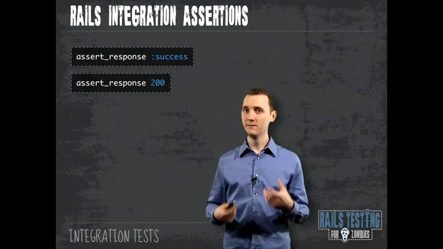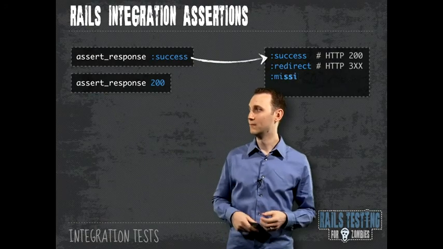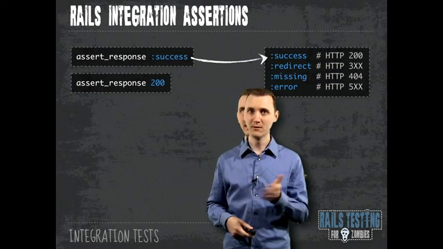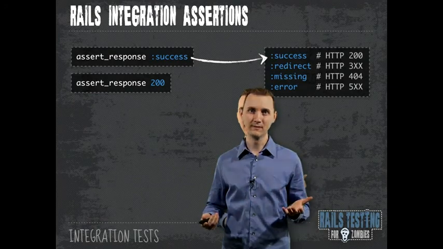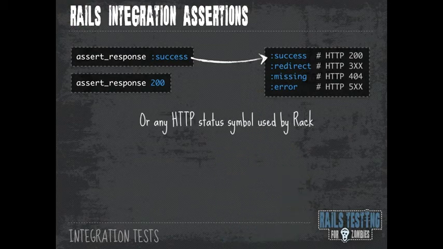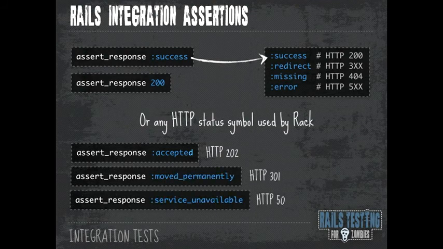Rails also provides you a few other helpers for the assert response, such as redirect, missing, or error, where it'll check for a 3 anything response, a 404 in the case of missing, or a 5 anything response for a server error. Rails also gives you access to all of the rack-defined symbols that represent status codes, such as moved permanently with HTTP 301 or accepted with 202.